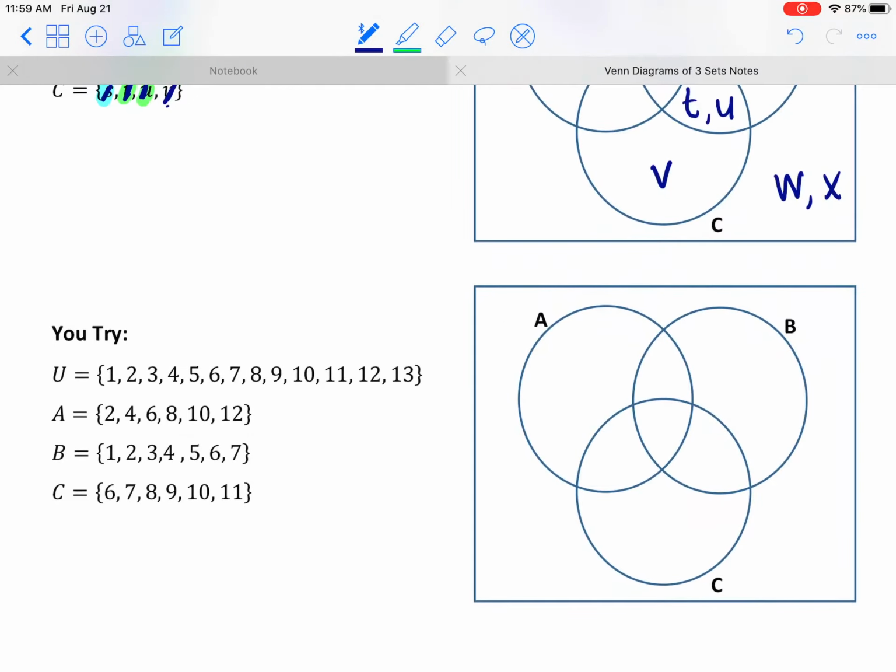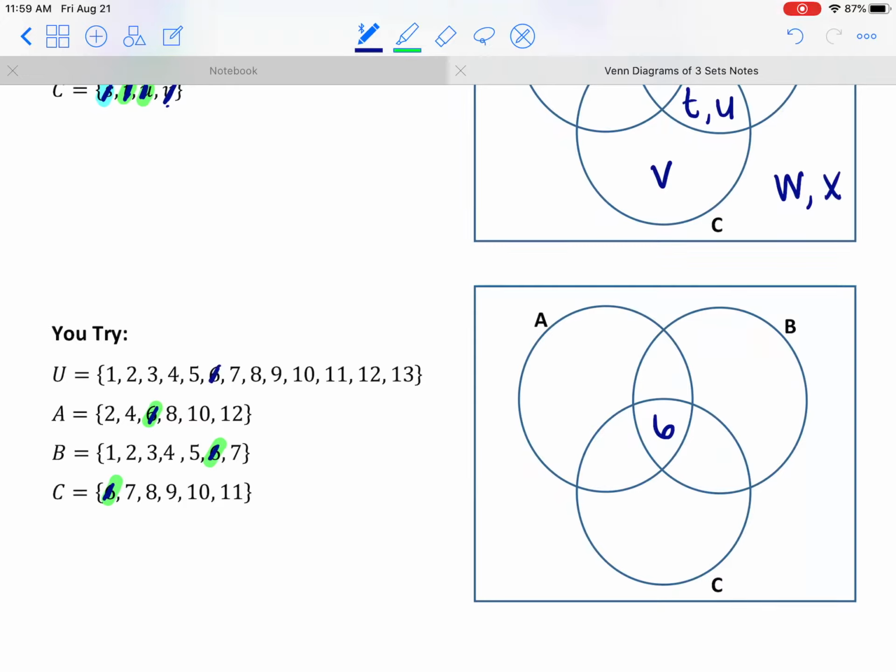So we're going to start in the middle. I want to see if there's anything in common to A, B, and C. So A, we've got evens, B, 1 through 7, C, 6 through 11. So it appears that 6 is on all three of those lists, and that's it. So we're going to put 6 in the middle, and then let's cross 6 off of all of our lists.